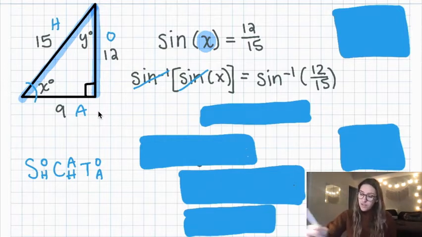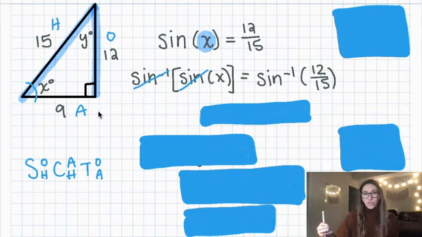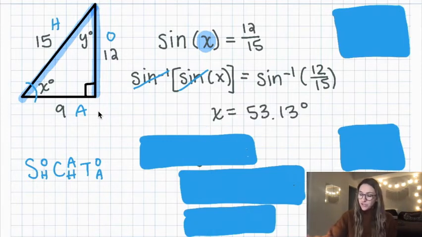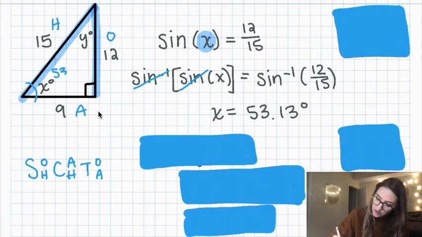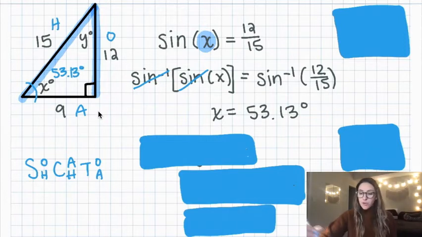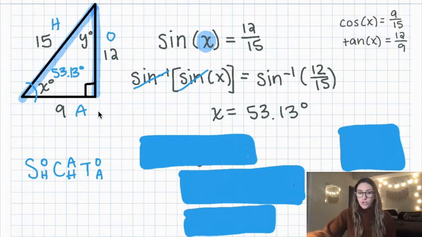So on the left side, the x comes out of the sine. On the right side, on your calculator, you're going to do sine inverse of 12 over 15, and that should give you the value 53.13, and I put a degree marker there to know that it's actually an angle. So x is 53.13 degrees.